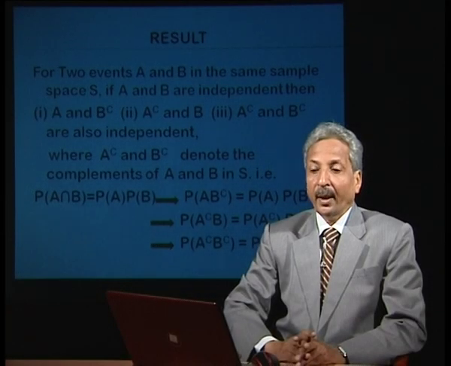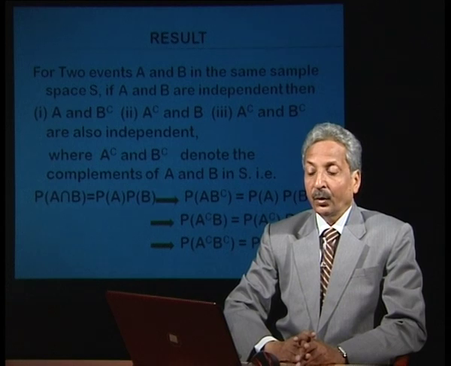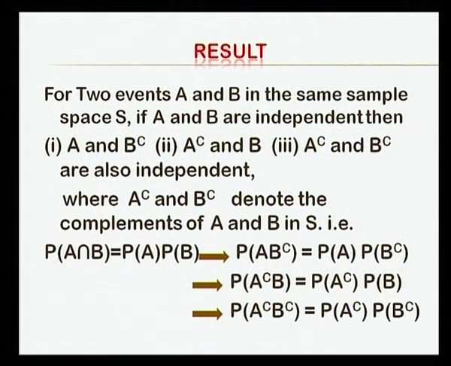Let us look at one more result on independence of events, that is, for two events A and B in the sample space S, if A and B are independent events, then A and B complement will also be independent, and complement of A and B events will also be independent, and also A complement and B complement will be independent events. Here we know that A C and B C denote the complements of sets A and B in the sample space S.